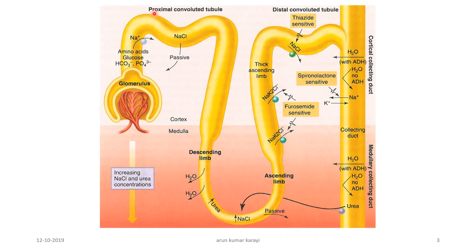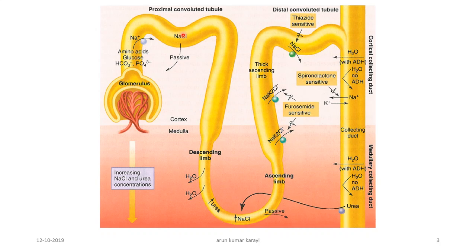Starting from the proximal convoluted tubule, you can see that reabsorption of sodium ion happens here, as well as amino acids, glucose, bicarbonate, phosphorus, etc. This is directly after the glomerulus. The blood will be entering through this, so the primary filtration happens here. Then it enters into the proximal convoluted tubule. So in this tubule, the reabsorption of sodium as well as amino acids and glucose happens. This is the first point to note.